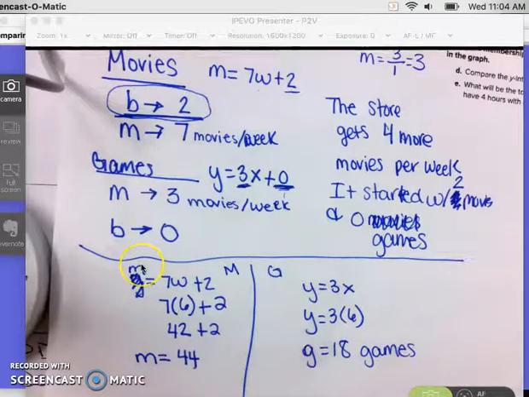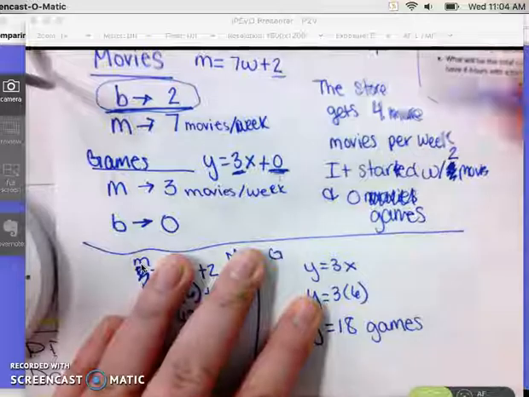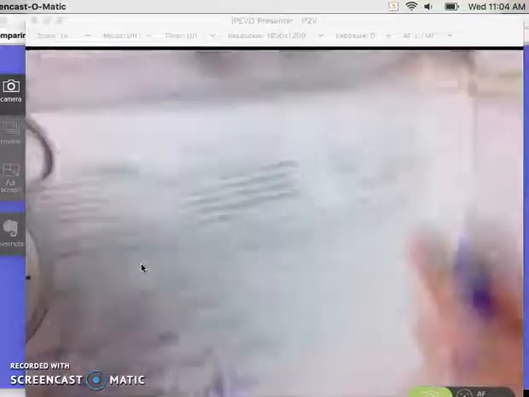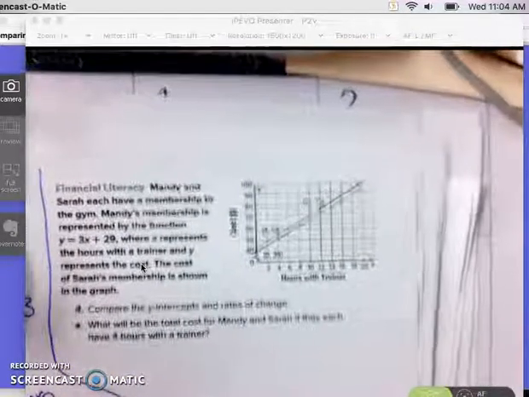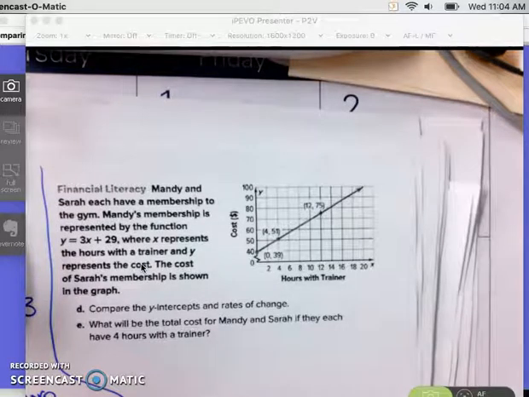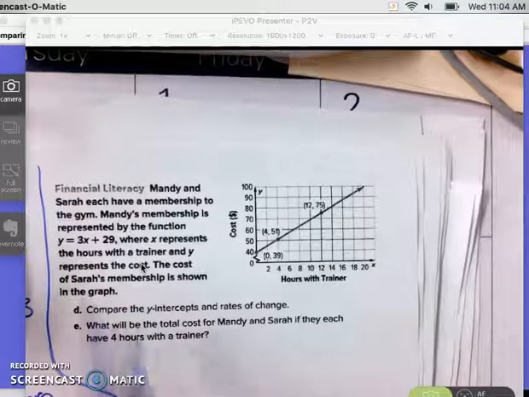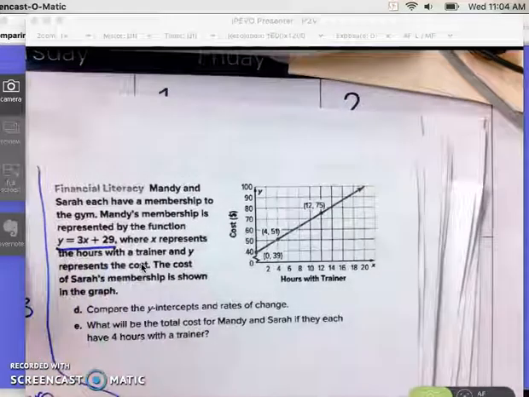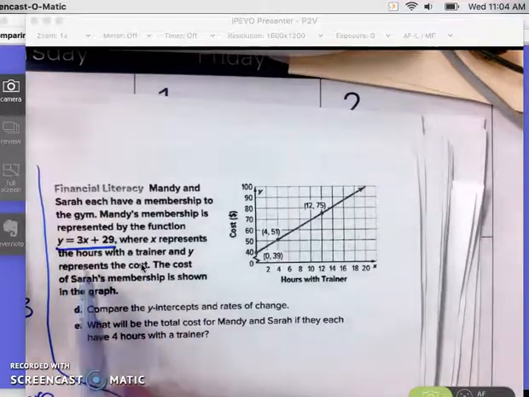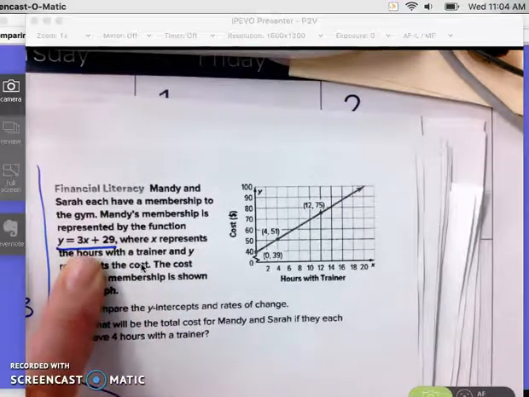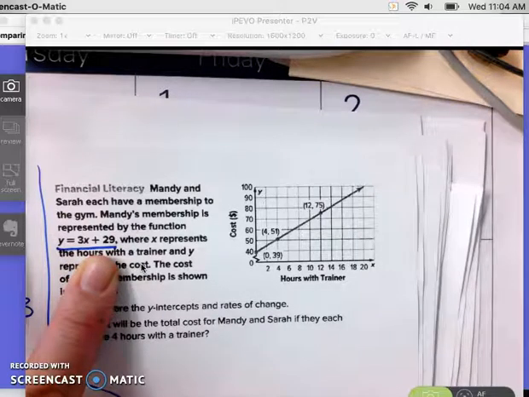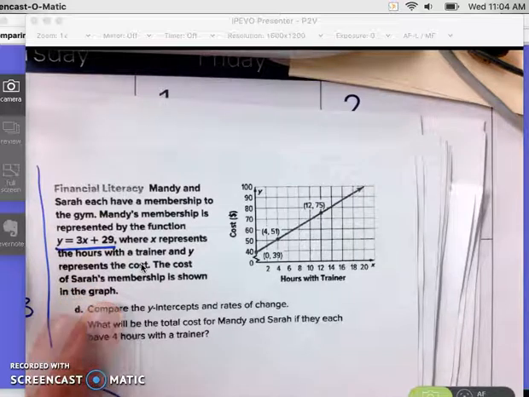We're going to do one more example, if I have enough time. Okay, Mandy and Sarah each have a membership to the gym. So Mandy's membership is represented by the function y equals 3x plus 29. So here's our first equation, where x represents the hours with a trainer and y represents the cost. Meaning x, however many hours, you're going to multiply it by 3 and then add 29. The cost of Sarah's membership is shown in the graph.